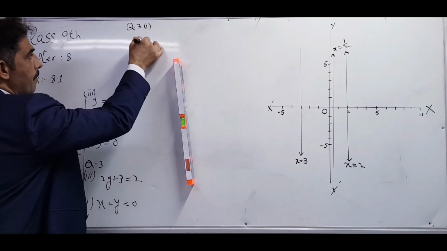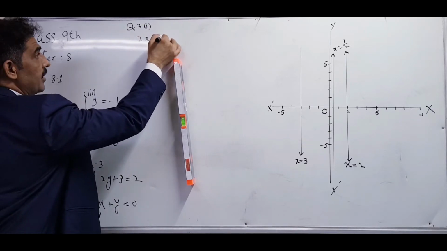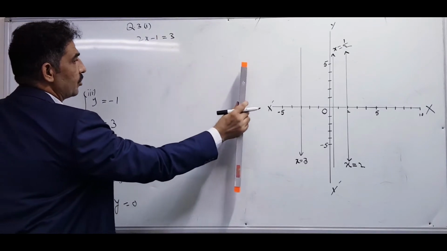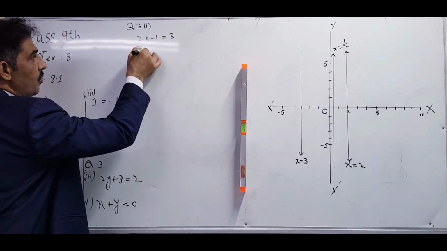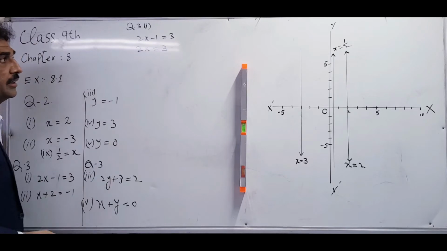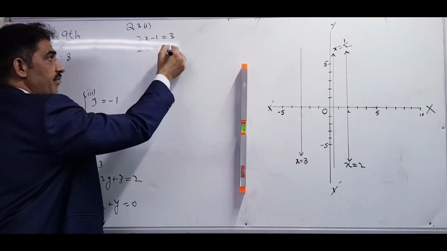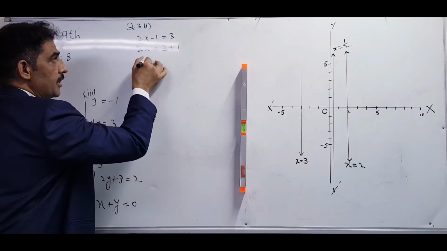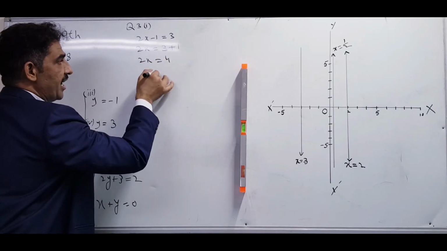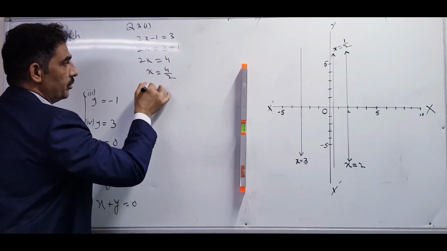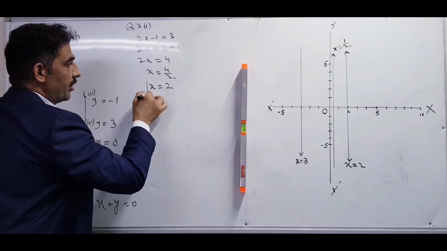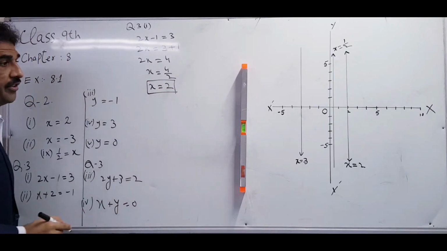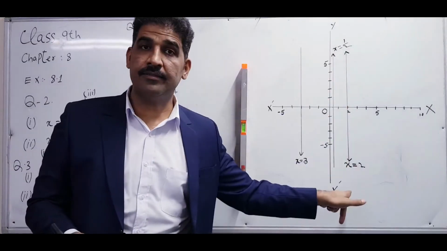2x minus 1 is equal to 3. So when we start to solve, 2x is equal to 3, this minus 1 shifts to the other side as plus 1. So 2x is equal to 4 and x is equal to 4 over 2. So the value of x is equal to 2, which we have already drawn as a line.